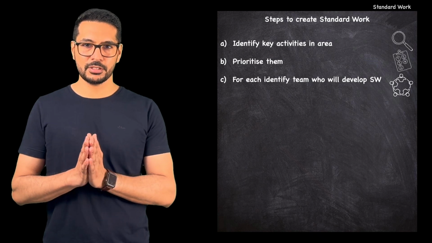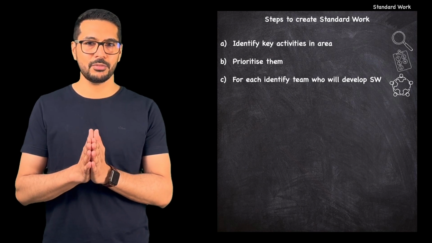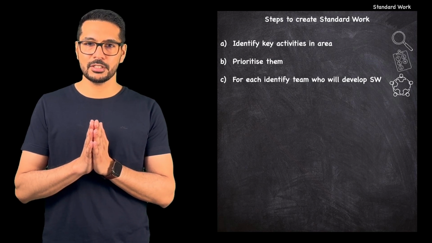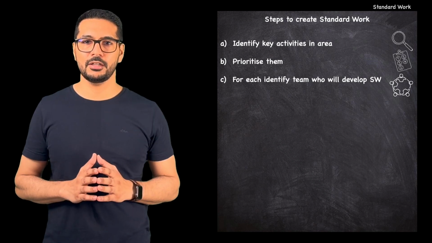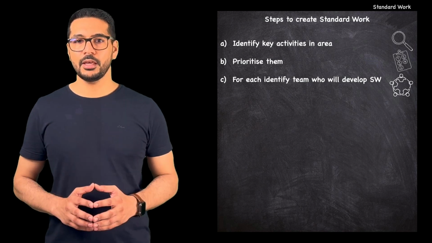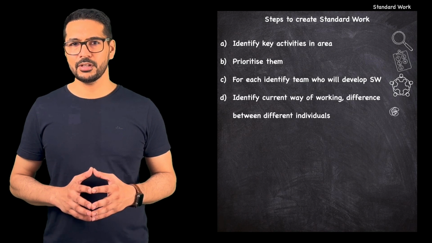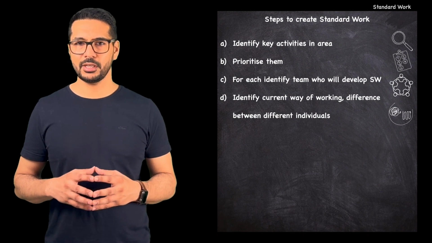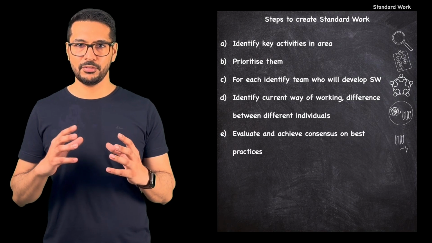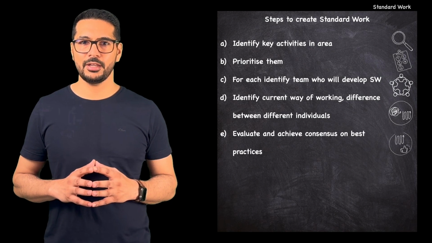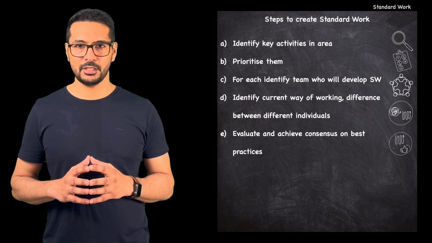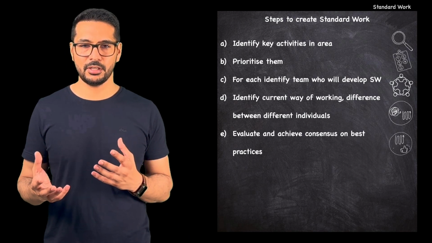Because if only one person is writing how they are working, they will never be able to write the best practices. Then the standard work will be written from a very narrow perspective, only one perspective. So that's why it's important to define a team. In the team, identify the different ways of working that one particular activity, and after finding out the different ways, the next step is to achieve consensus on the best practice.